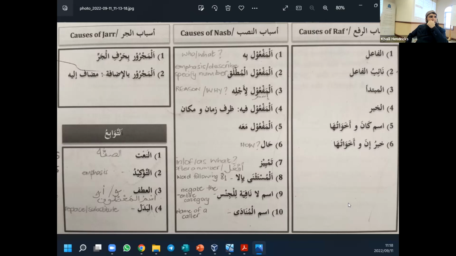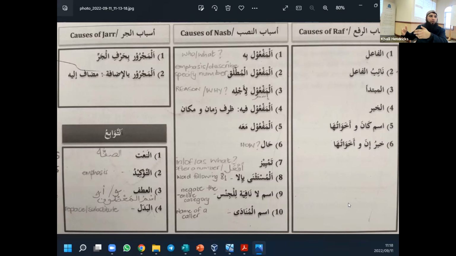What about if I say fi dhalika al-bayti? What hal is the ismul ishara in? Fi, the injar. And what hal is al-bayt in? It follows the ismul ishara. So the ismul ishara is not in any specific hal. The mawsuf is not in any specific hal.